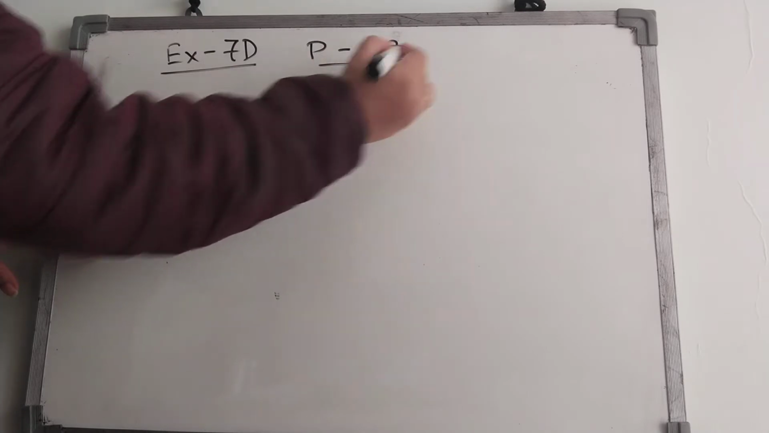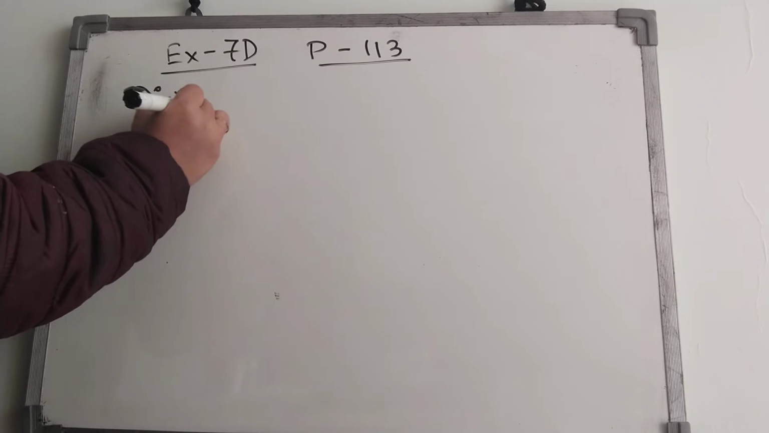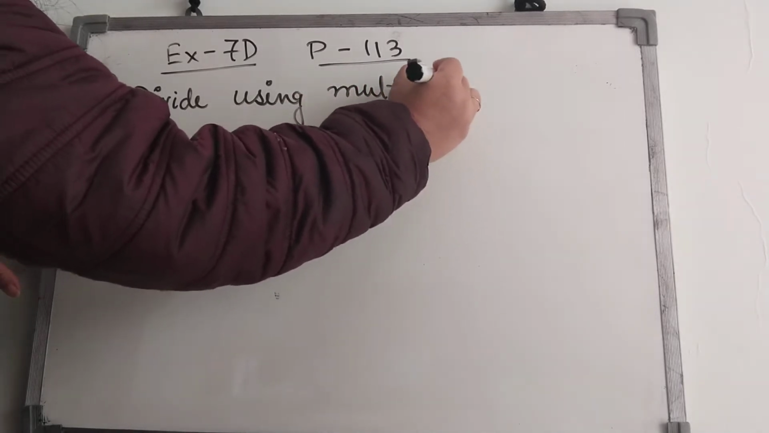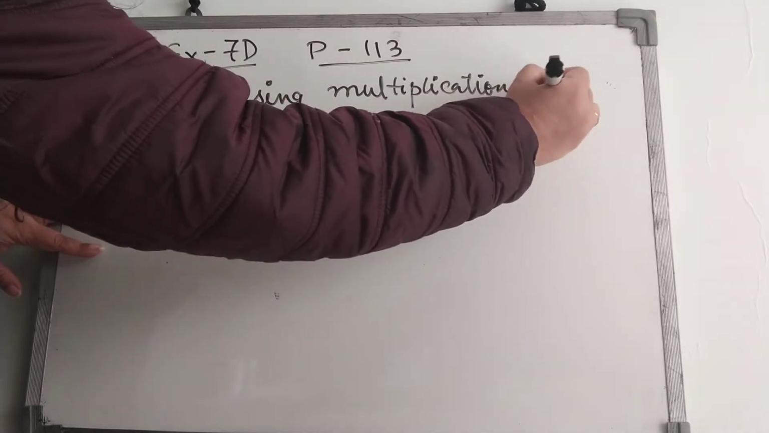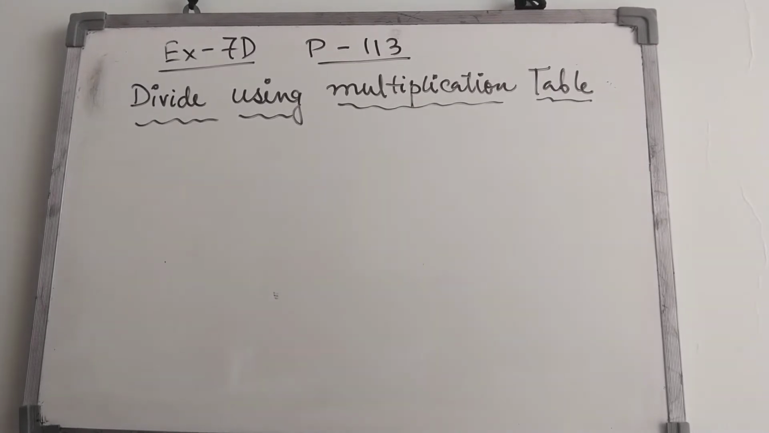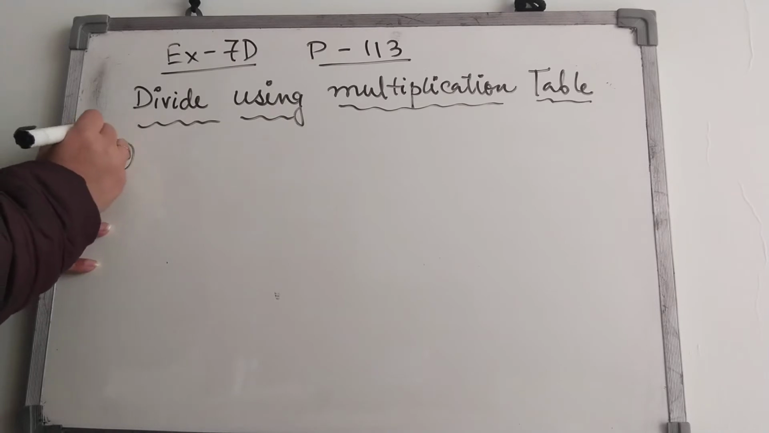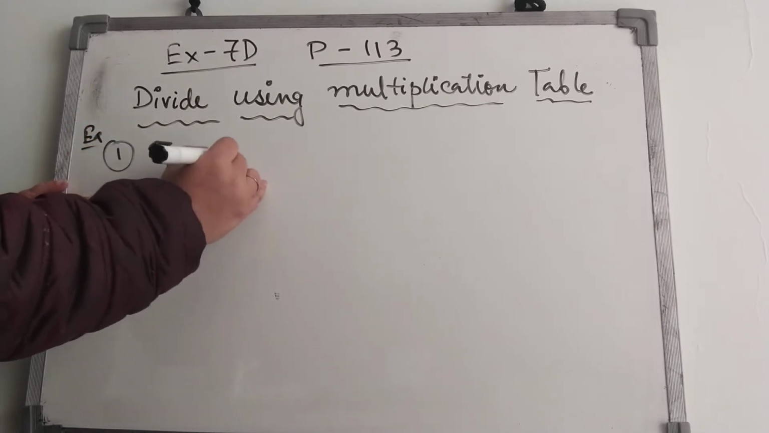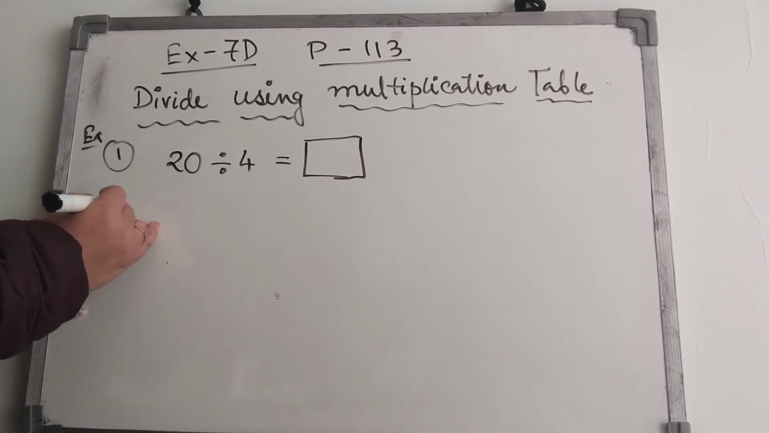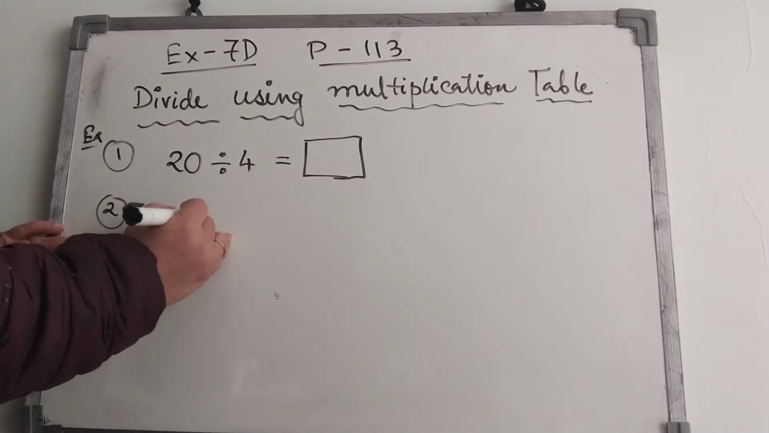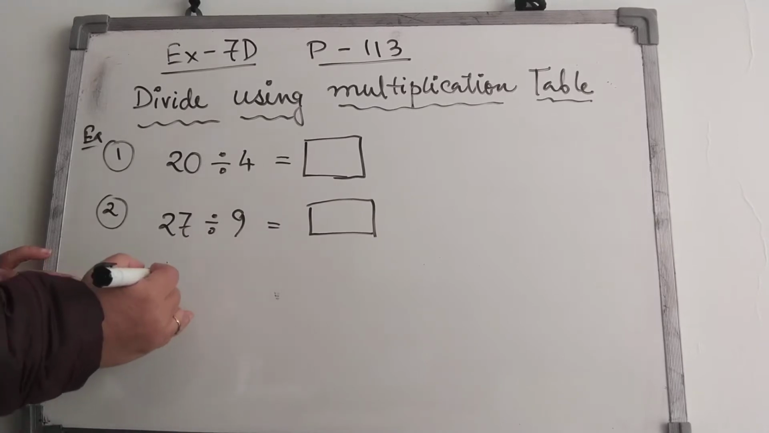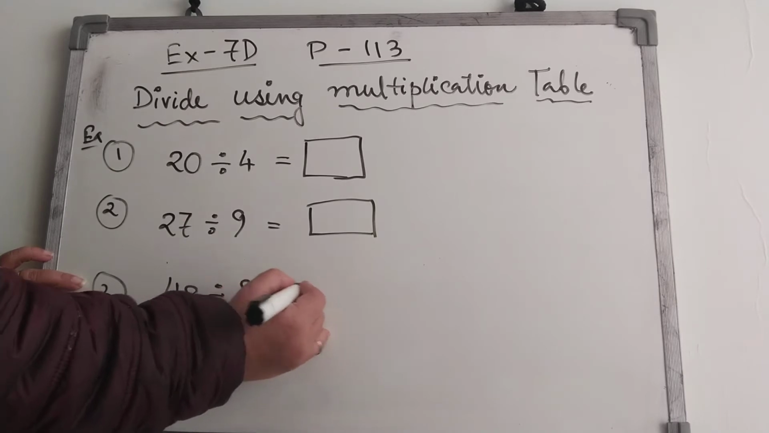Page 113. Divide using multiplication table. Example 1, 20 divided by 4 is equal to what? Example 2, 27 divided by 9 is equal to what? And 48 divided by 8 will be what?